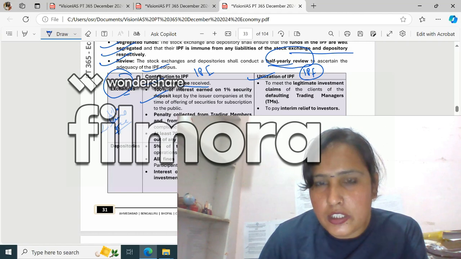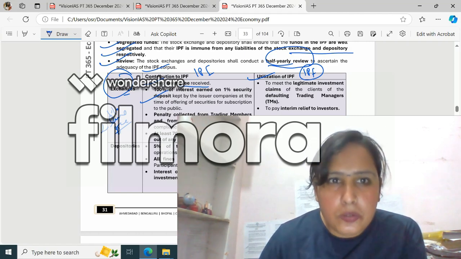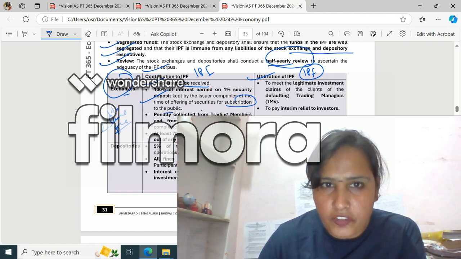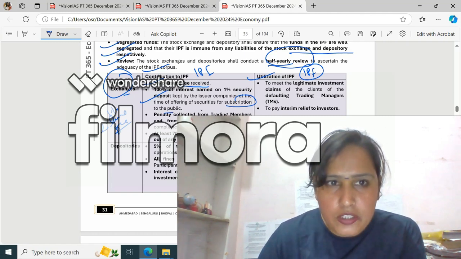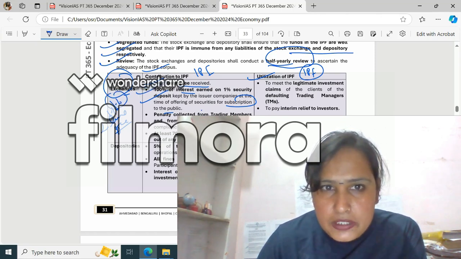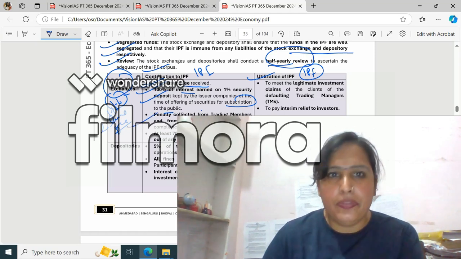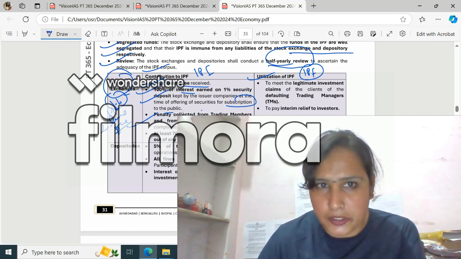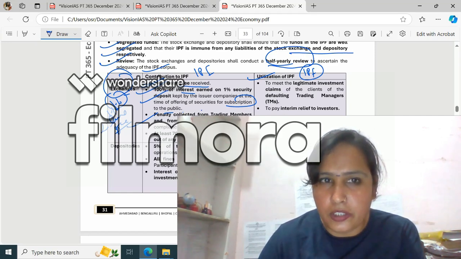100% of the interest earned on the 1% security deposit kept by the issuer company at the time of offering of the security for subscription to the public. So 100% of the interest you earn on the 1% security deposit, because the listing fee is only 1%. Then penalties collected from the trading members and from the listed companies for non-compliance with the SEBI regulations. If there are any penalties, they will be regulated by SEBI.